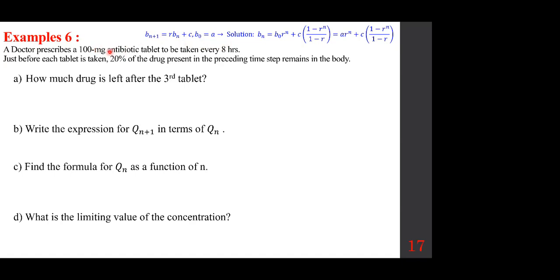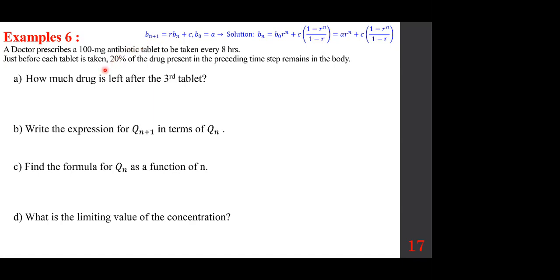This is constant, okay? This is being repeated. The next number I see is 8 hours, and that is a time step. Extremely important, it doesn't enter any calculations. Just before each tablet is taken, 20% remains in the body. What is that number? It's R. Beautiful. It's the ratio R.